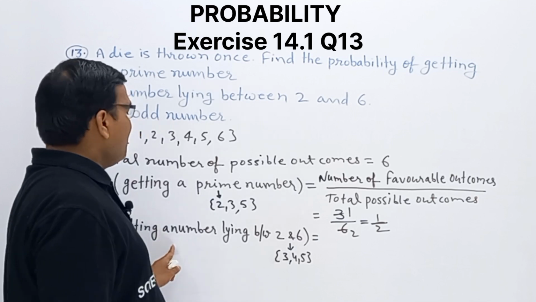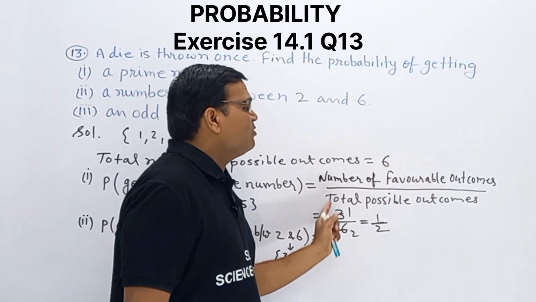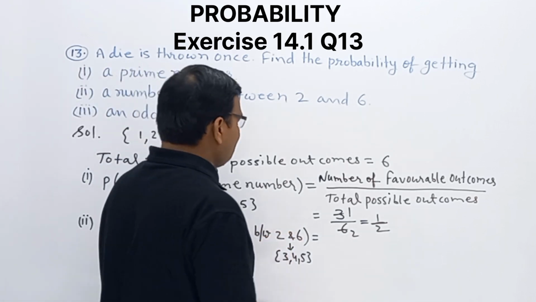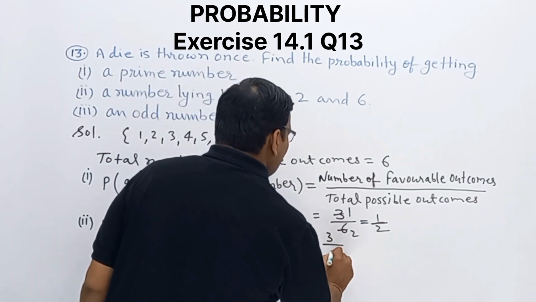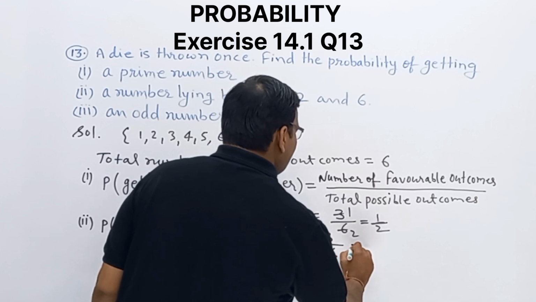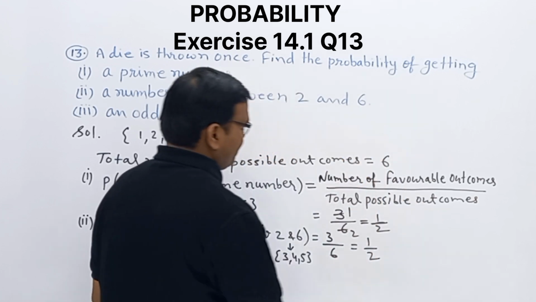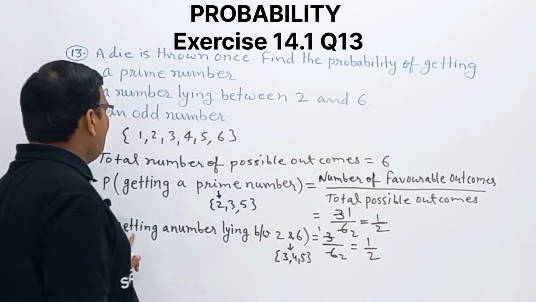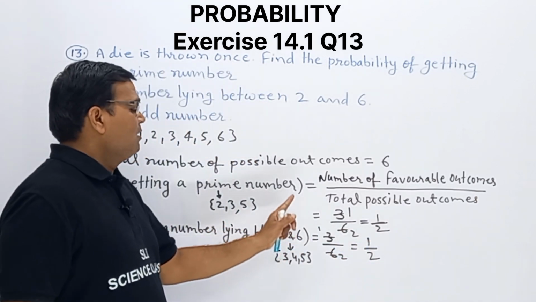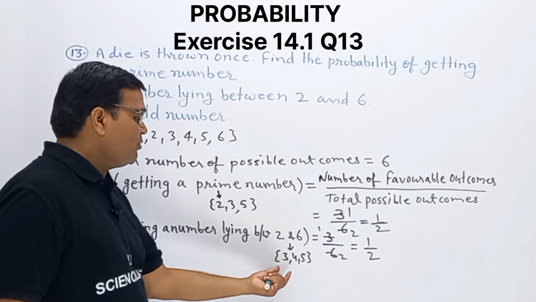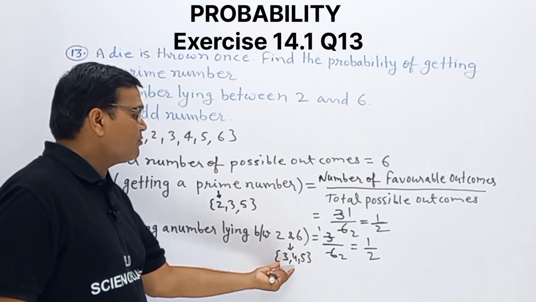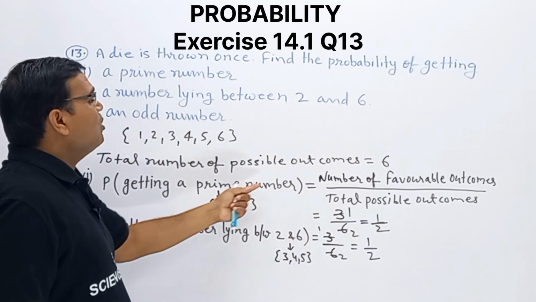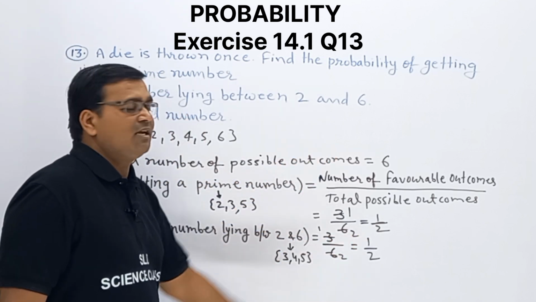So the probability of an event is the number of favorable outcomes divided by total possible outcomes. The probability of getting a number lying between 2 and 6 is 3 divided by 6. Once we solve this, we get 1 by 2, since 3 ones are 3 and 3 twos are 6. The total possible outcomes in a die is 6, so 3 by 6 is 1 by 2.